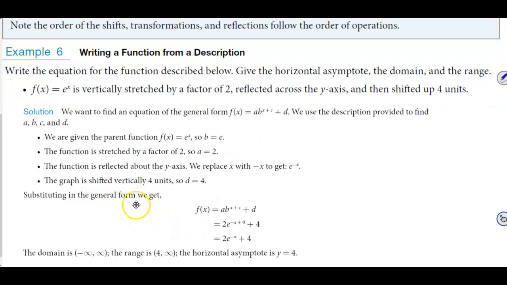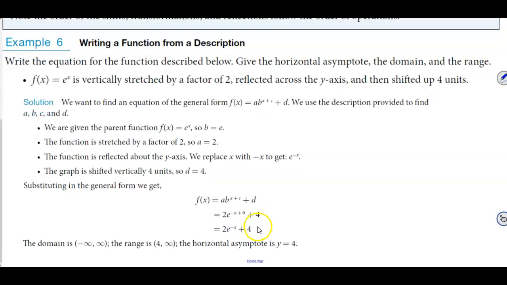So substituting that into the general form, we know that a is 2, we have e to the negative x, we don't have a value of c, which is 0, and we have a value of d, which is 4. So we would get the function 2e to the negative x plus 4. So the domain of this function is always going to be negative infinity to positive infinity. The range is going to start at the value of d, which is the horizontal asymptote, so it's going from 4 to positive infinity, and the horizontal asymptote is y equals 4.